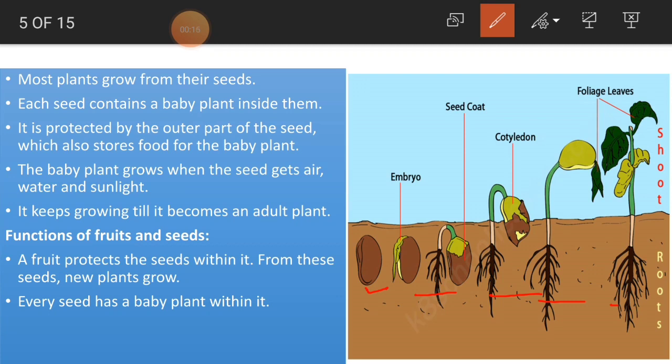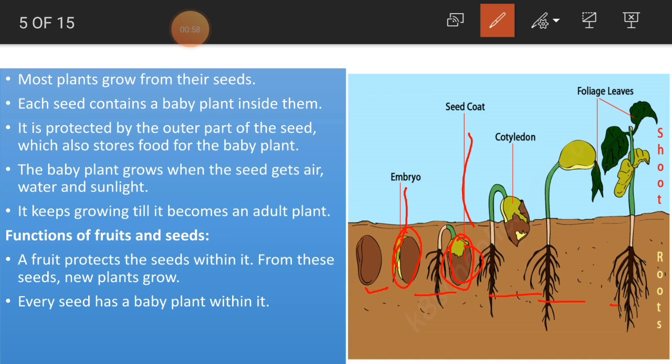So first it was a seed, and inside it there was a baby plant, and it started giving a small root and a small leaf. Here you can see in the picture, when we get a small root and a leaf, this is called an embryo. After that it grows a little more. And if you see this outer layer of the seed, this is called a seed coat. It is going to protect the plant, as we said.